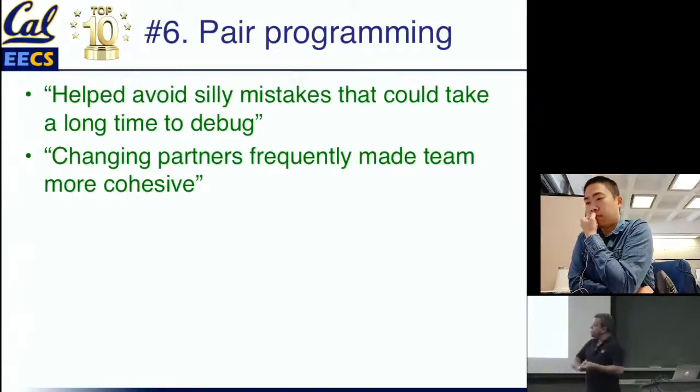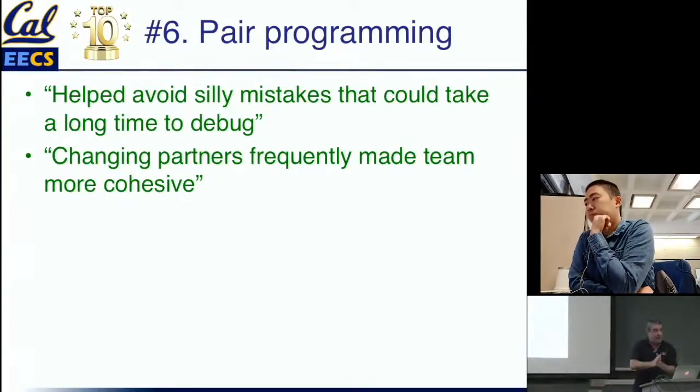Number 6 on the list was do pair programming. It helps avoid silly mistakes, so it tends to save some time. And yes, changing partners frequently made the team more cohesive because everybody on the team had a sense of how the other people on the team were thinking and what made their gears click.